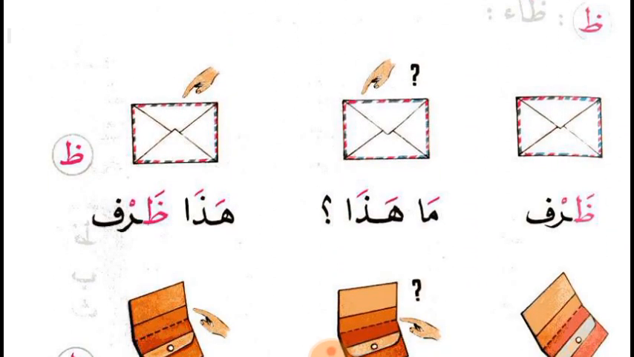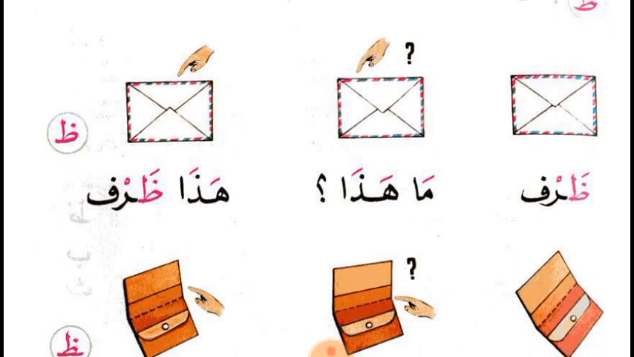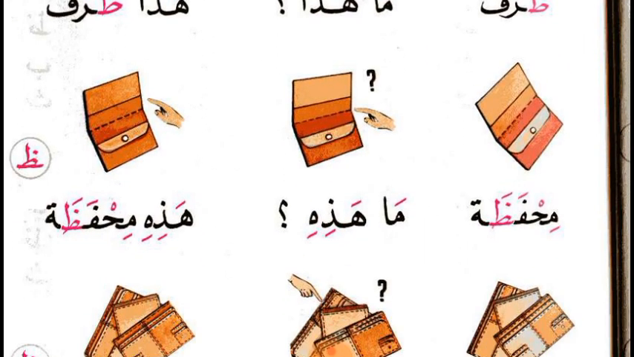Then we have Dha. Dharfun, envelope. What is this? This is an envelope. Mihfadha, wallet. Is it a wallet or pouch? Yes, wallet, pouch. What is this? This is a wallet.